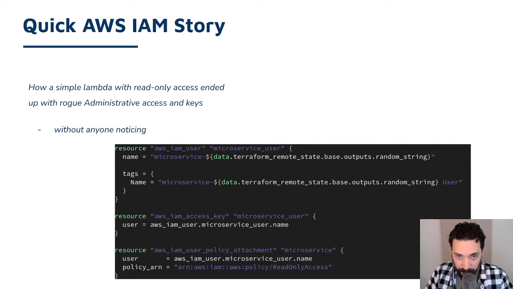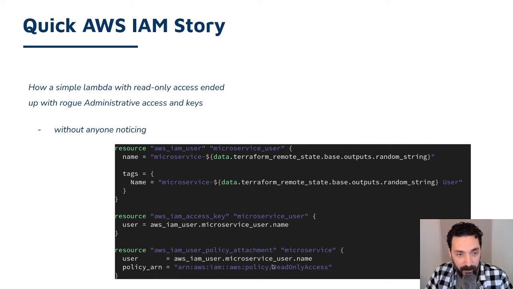So this is the very first story. It's about a Lambda with read-only access. So it's authenticated. There is a key. There is an attachment for a read-only policy managed by AWS, etc. And the team deploys a new version on Friday. And during the weekend, for some reason, it stops working.